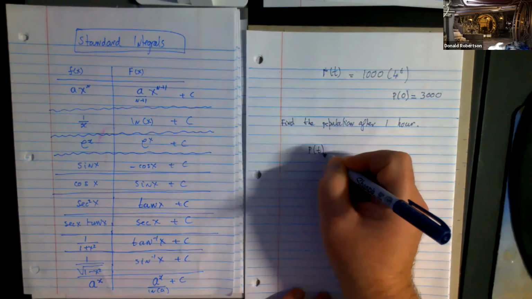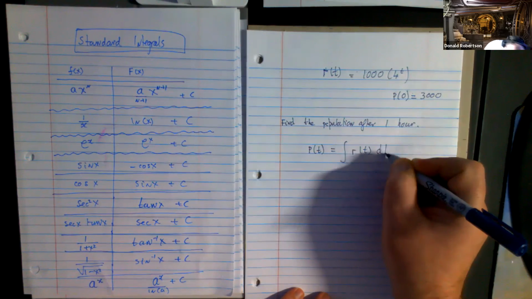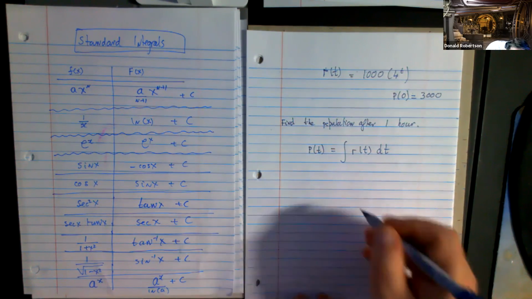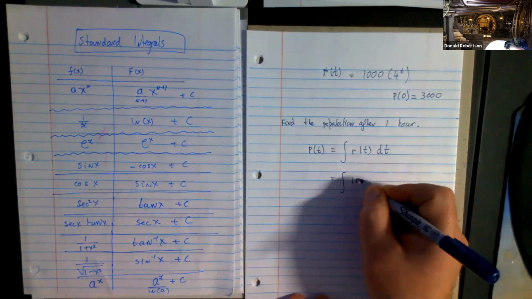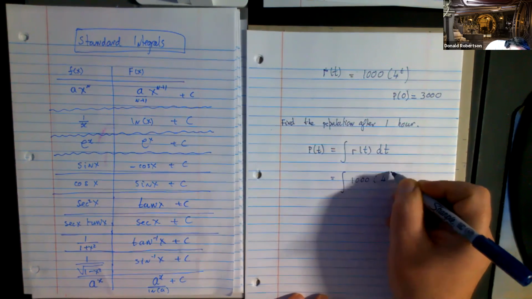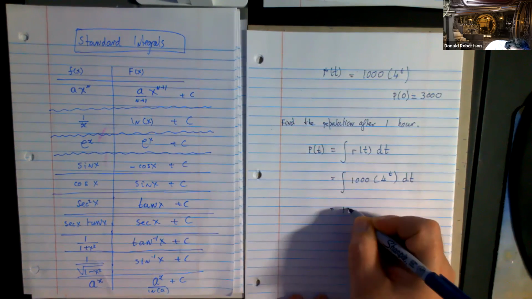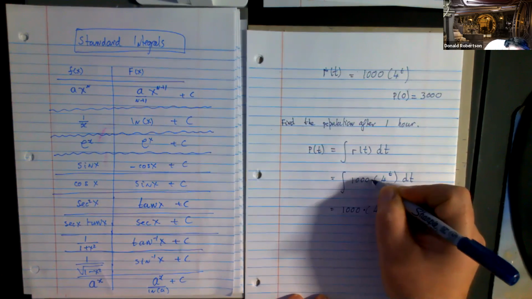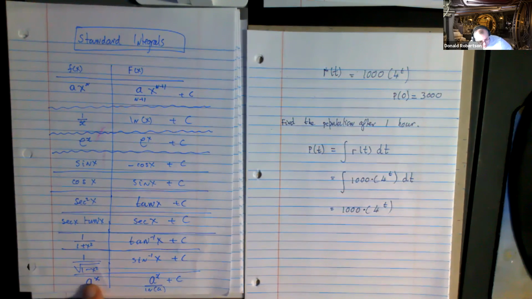The population at time t is going to be the integral of the rate function. So it's very like integrating acceleration gets you velocity. And it's an indefinite integral. And I'm going to integrate 1000 times 4 to the power of t. And the antiderivative of that is 1000 times 4 to the power of t with something left over, something I haven't added yet.